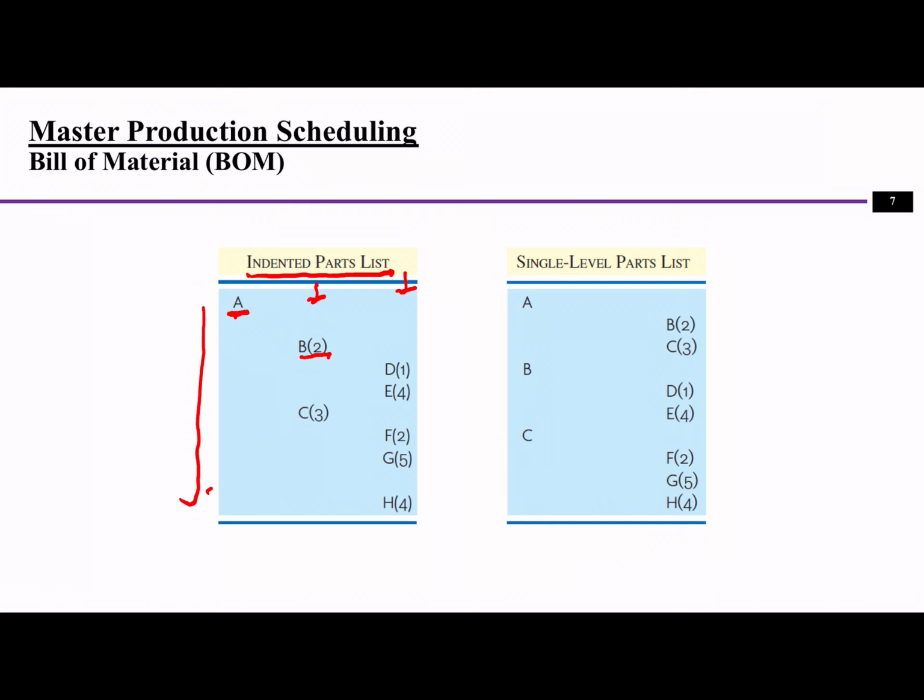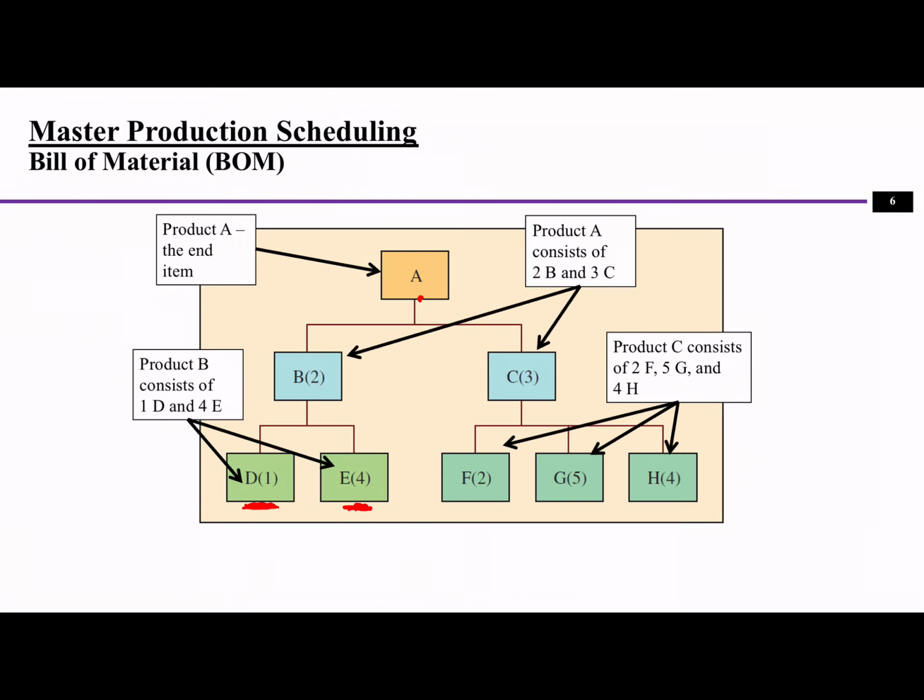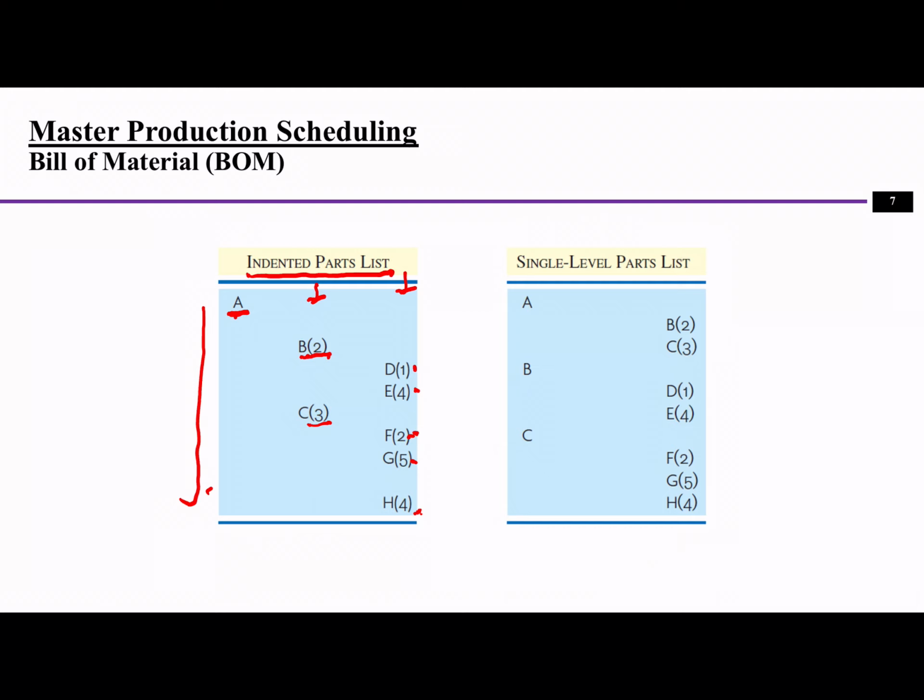And in this column you can see, under these 2 B's, right? Under this B, we have 1 D and 4 E's. So each B is composed of 1 D and 4 E's, and 1 C is composed of 2 F's and 5 G's, and also we have 4 H. 2F, 5G, and 4H. Right. All right.